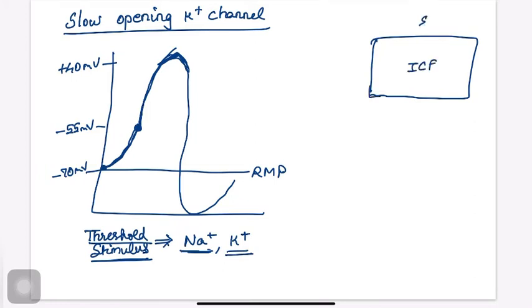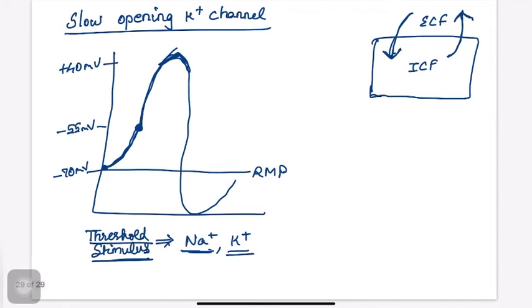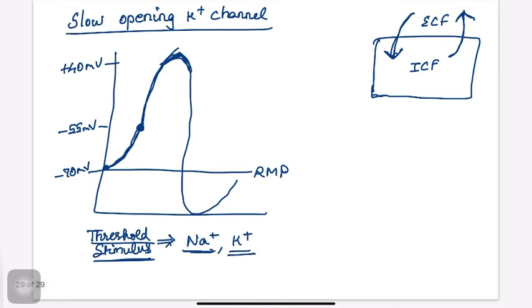This is ICF, this is ECF. As sodium channels open when the stimulus is given, sodium will come into the cell, as the concentration gradient is more outside. And simultaneously, if the potassium channels are also open, the potassium will go out. So the entering positive charge and the leaving positive charge will be neutralized. So there will be no upstroke, and no attainment of threshold potential is possible.